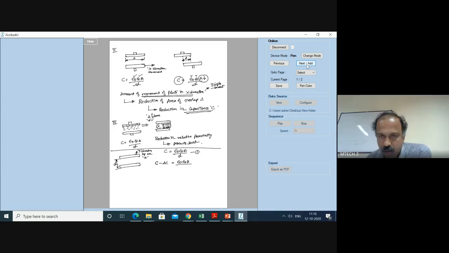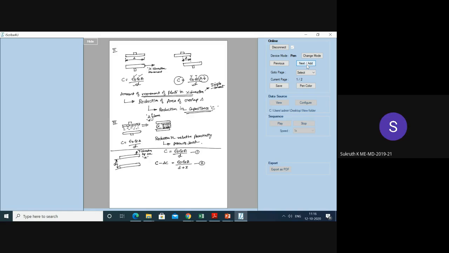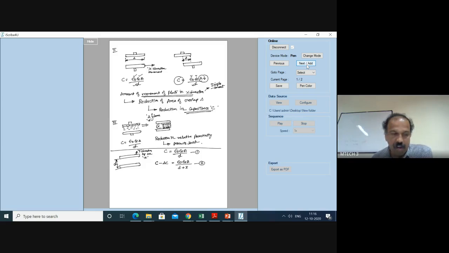How much have you moved? You have moved by an amount equal to X. Yes or no? So it becomes D plus X. I'll call it equation 2. Now we'll calculate the change in capacitance relative to the original capacitance. What is the change in capacitance? Delta C. The original capacitance is C.